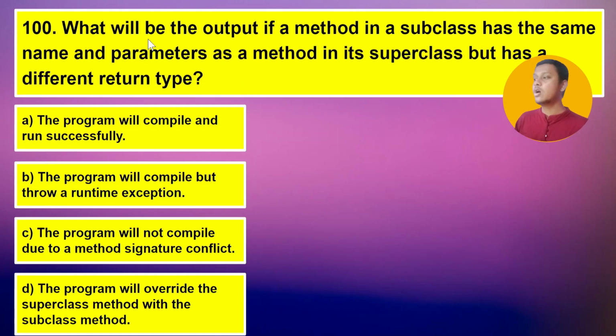Our next question is, what will be the output if a method in a subclass has the same name and parameters as a method in its superclass but has a different return type? Option A, the program will compile and run successfully. Option B, the program will compile but throw a runtime exception. Option C, the program will not compile due to a method signature conflict. Option D, the program will override the superclass method with the subclass method.